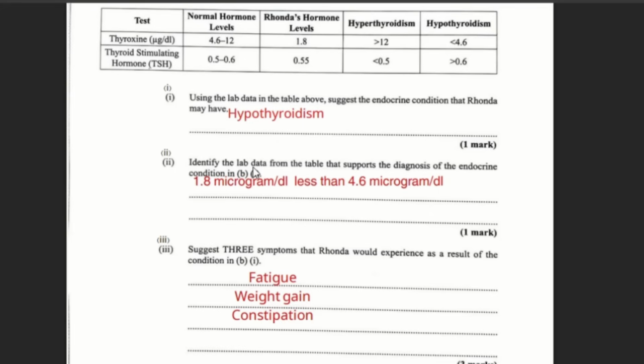Identify the lab data from the table that supports the diagnosis of the endocrine condition, and it's the same thing I was explaining. Less than 4.6, and she has 1.8, so she's less than 4.6, and that's what makes her have hypothyroidism. Now the next question says to state three symptoms that Rhonda may experience as a result of the condition in B.